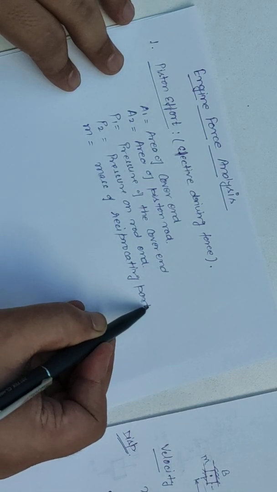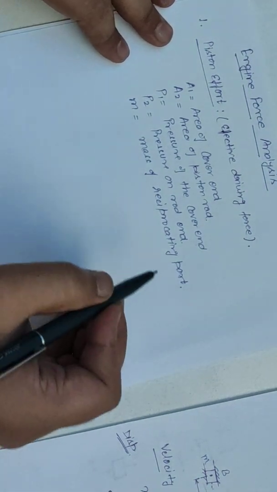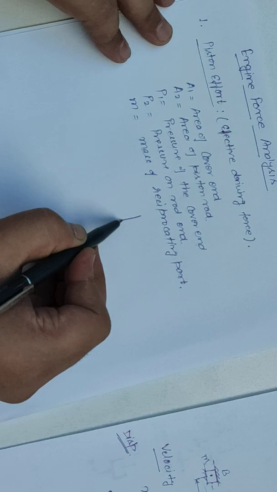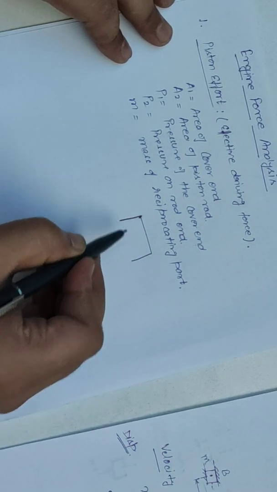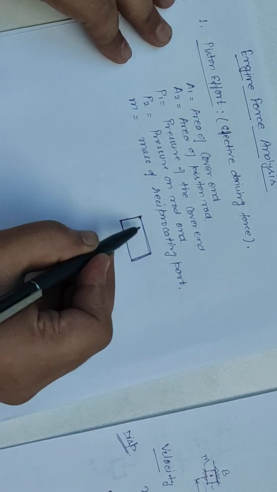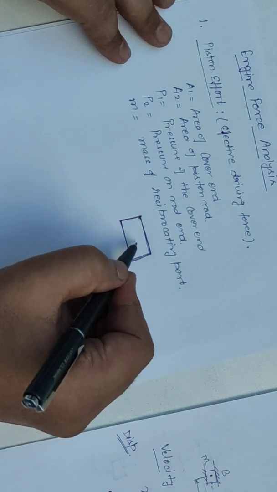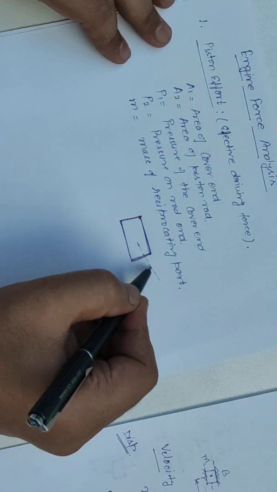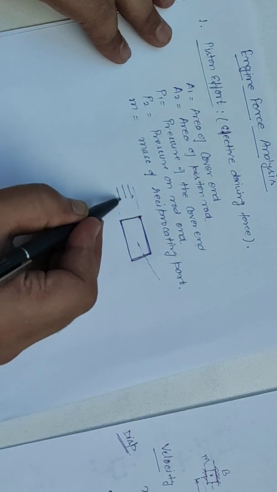Reciprocating parts. Okay, so what we are considering is a piston. There are two ends. On the one end we will have the connecting rod. At the other end we are getting the pressure from the gases.